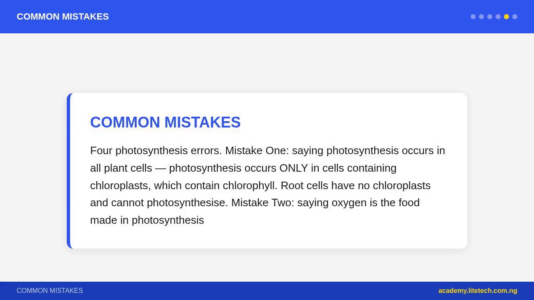Common photosynthesis errors. Mistake 1. Saying photosynthesis occurs in all plant cells. Photosynthesis occurs only in cells containing chloroplasts, which contain chlorophyll. Root cells have no chloroplasts and cannot photosynthesize.